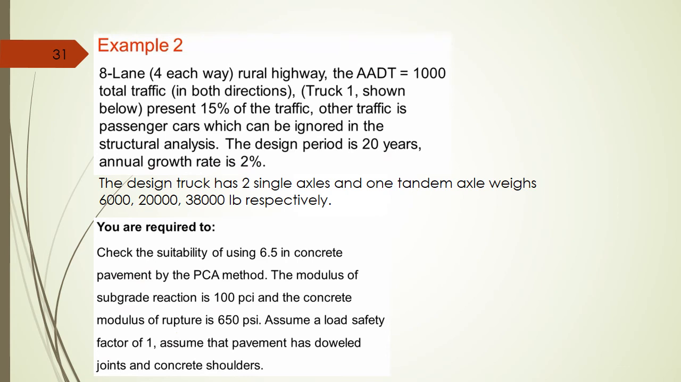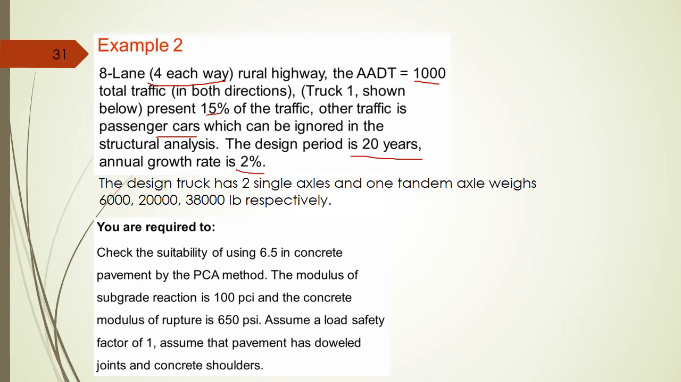Now let's see another example. We have an 8-lane highway, 4 lanes per direction. The annual average daily traffic is 1000, total traffic in both directions, given that the truck percentage is 15% of the traffic and the other traffic is passenger cars, which can be ignored in the structural analysis. The design period is 20 years and the annual growth rate is 2%.